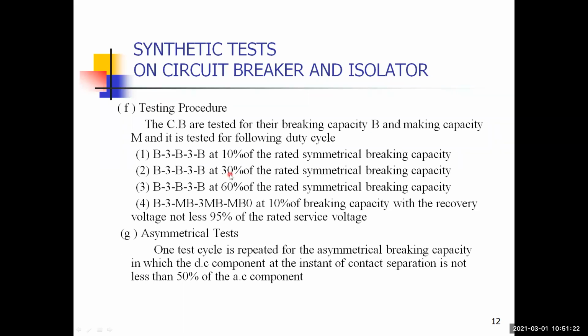Similarly, we apply 30% of the rated symmetrical breaking capacity and 60% of the rated symmetrical breaking capacity. First we apply 10% of the rated symmetrical capacity. If the breaker is working properly, then we go for another test, 30% of the rated symmetrical capacity. If it works for this procedure, then we go for another, 60% of the symmetrical breaking capacity. So B, breaking capacity, then 3 seconds, and again we apply the breaking capacity, then after 3 seconds, break. In this way, we check the breaker. Then M is called making capacity. These are the different types of procedures. Then the other one is called the asymmetrical test.